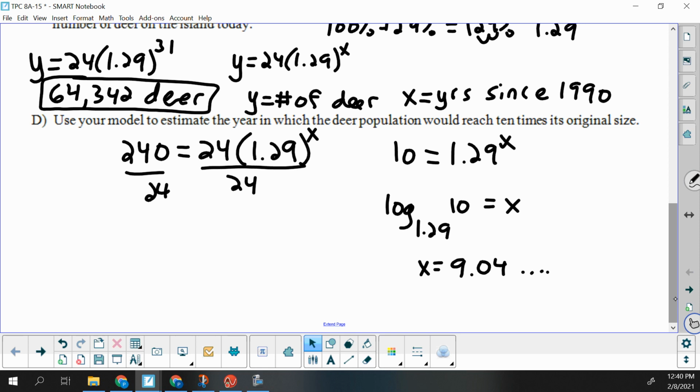So it asked for in which year. Well, 1990 was our starting year, so 9.04 means we're going to be somewhere during that 9th year after, so it'll be 1999. So it's just a little bit into 1999, so probably in January somewhere, 1999.